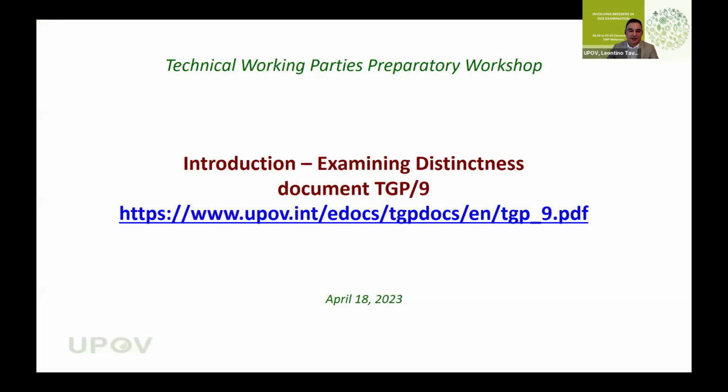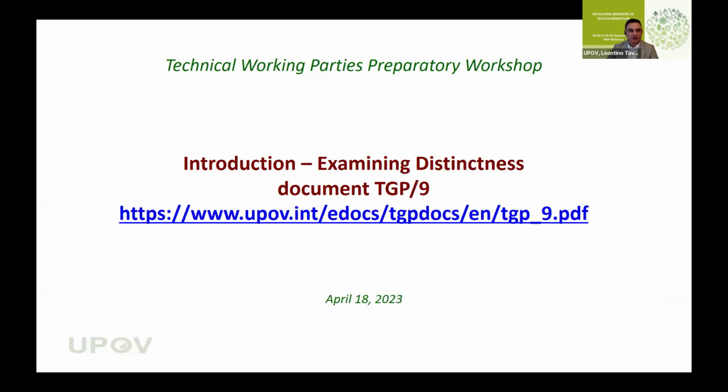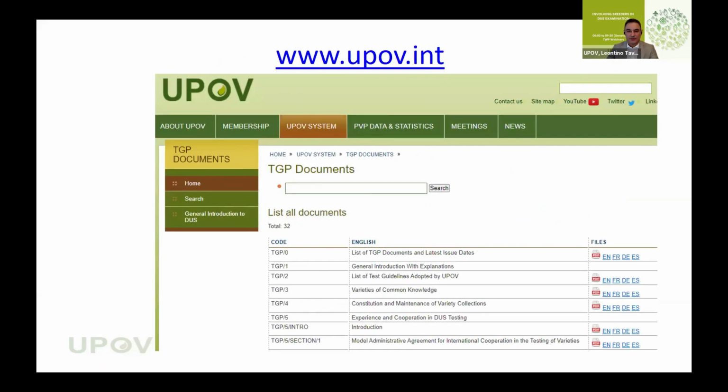The first part of this webinar is an introduction, recalling guidance in UPOV documents in relation to document TGP9, examining distinctness. You have the web link where to find document TGP9, also from the UPOV webpage, www.upov.int. Under the tab UPOV system, you select TGP documents, and there you will find the list of all TGP documents, such as document TGP9, which I will briefly introduce.